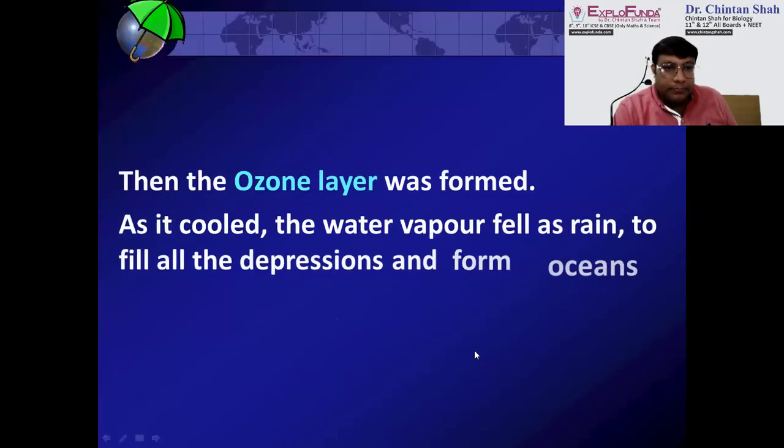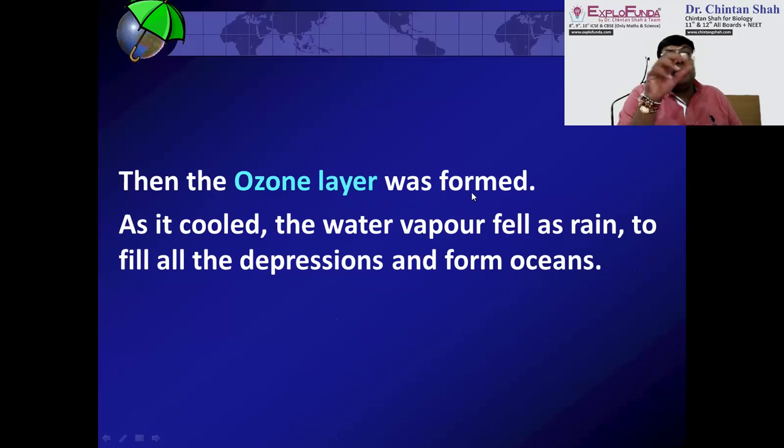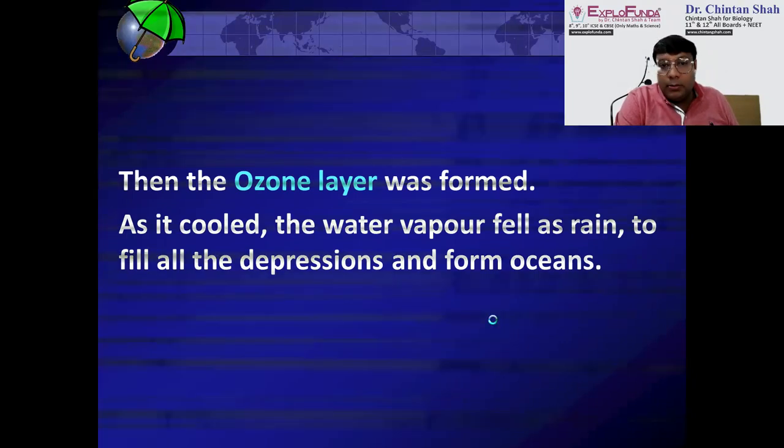Now, then the ozone layer was formed. There are two ways the temperature was decreasing. One is that the earth kept moving away from the sun, and the other is that the ozone layer was formed. As it cooled, the water vapor fell as rain to fill the depressions and form oceans. Wow.